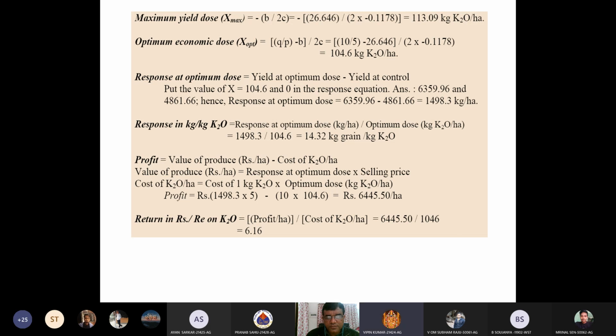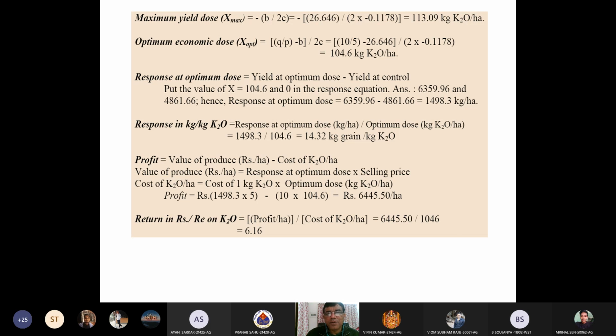Sir, why do the farmers not use the maximum yield dose? See, if you use the maximum yield dose, then the return per rupee invested will be less. He will get the maximum return per rupee invested on K2O at the optimum dose. Therefore, he should not go for the maximum yield dose.